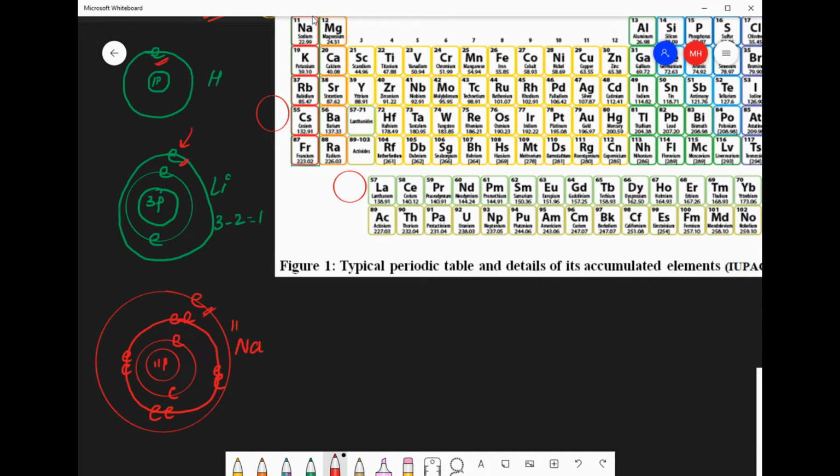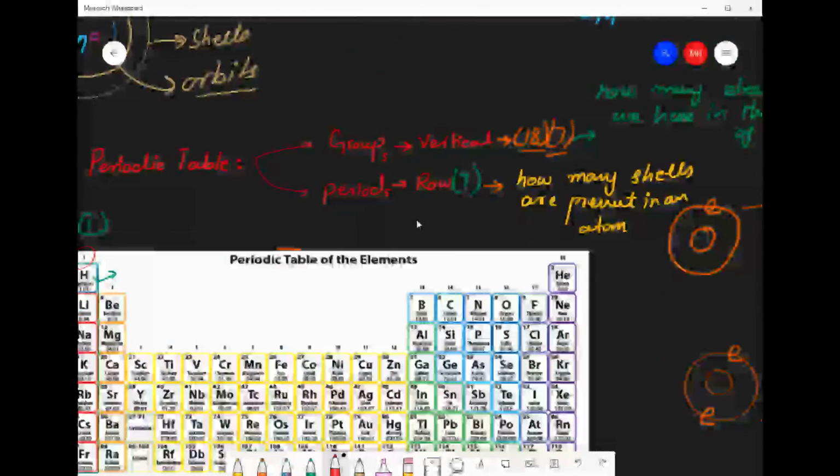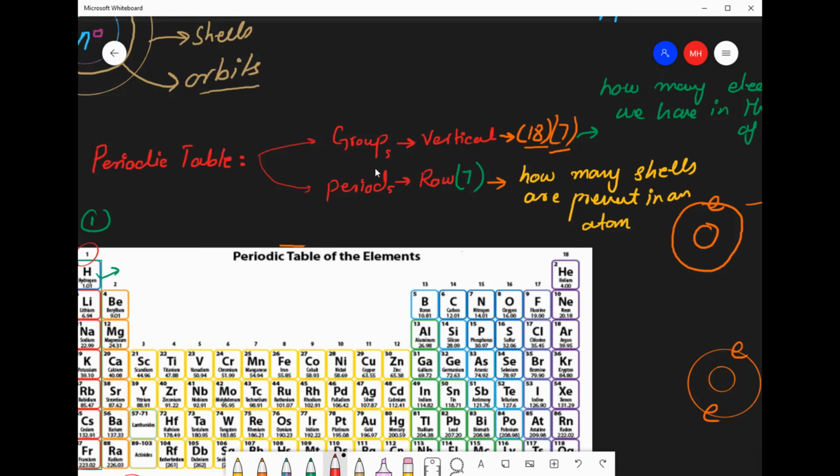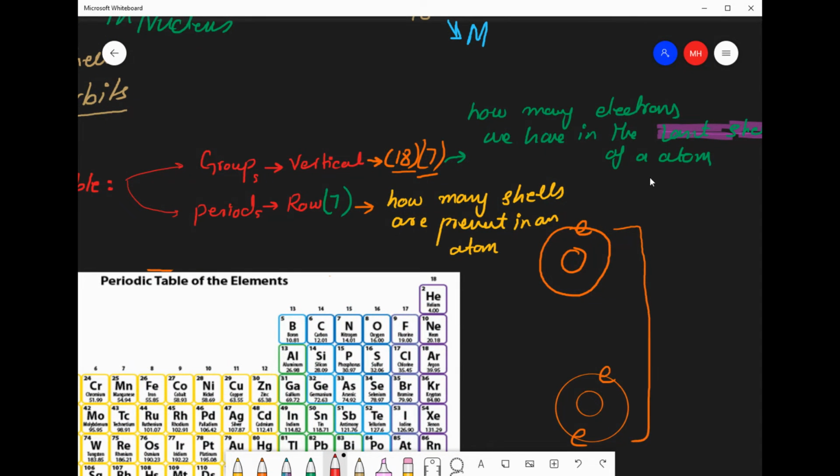But hydrogen belongs to the first period, so just one shell, because the period number shows us how many shells. Lithium belongs to the second period, so two shells. Can you see two shells here? Sodium belongs to the third period, so three shells. This is how I will summarize it. The periodic table has two important things, groups and periods. We have 7 periods, and the period number shows how many shells are present in an atom. Groups, we have a total of 7 groups, or 18 groups, and the group number shows how many electrons we have in the last shell.